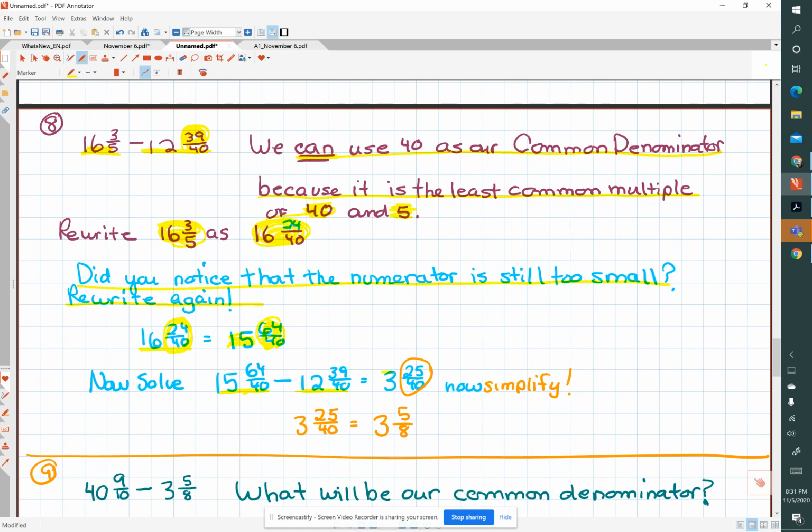15 minus 12 is 3. 64 minus 39 is 25. We can simplify 25 over 40 because 25 and 40 are both divisible by 5. So that simplifies to 3 5/8. Good job on that one.